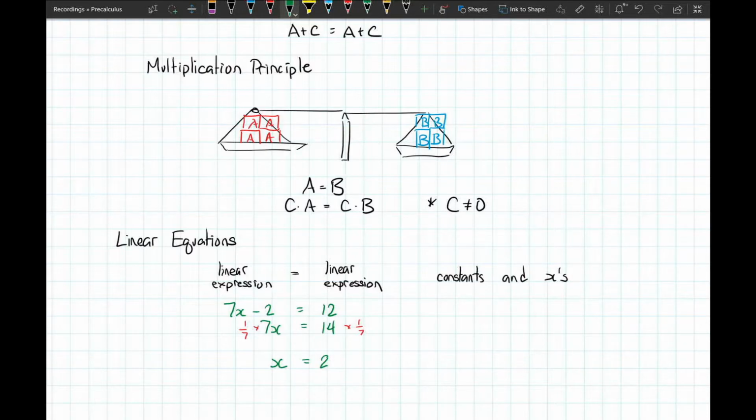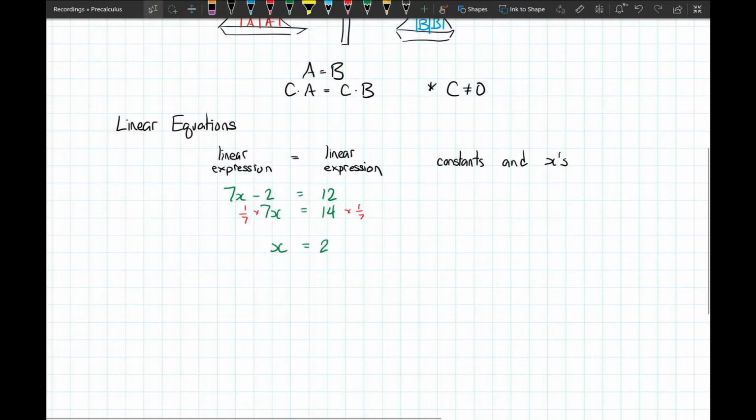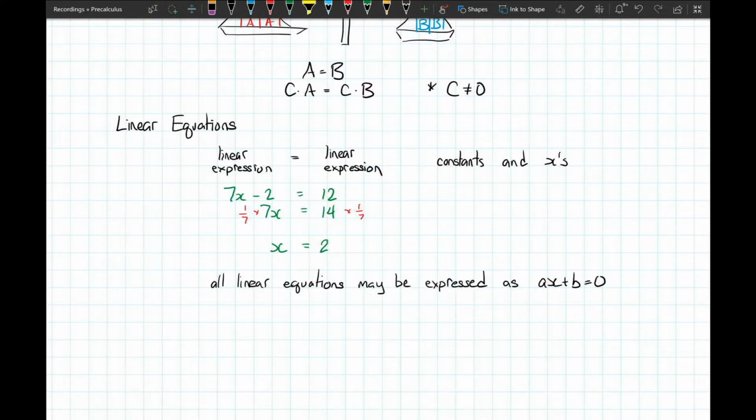Now, any linear equation, if you move everything to one side, is always equivalent to something of the form ax plus b equals 0. Again, this is assuming that x is our variable. But if you were to have a different variable, like t for instance, then a linear equation would be at plus b. The main thing here is a and b are constants, x is our variable.